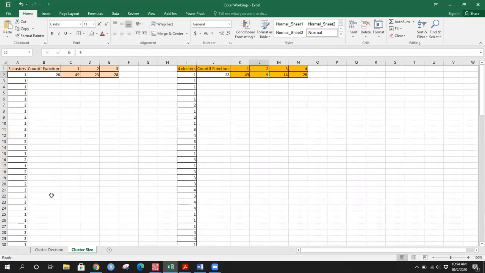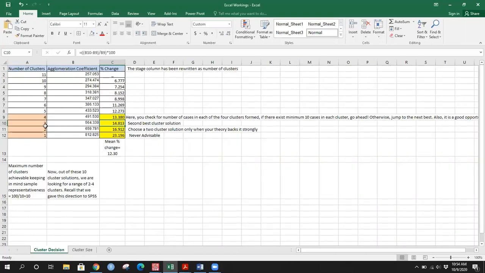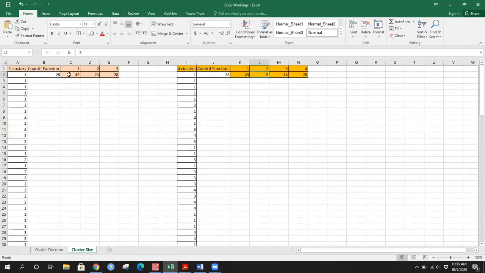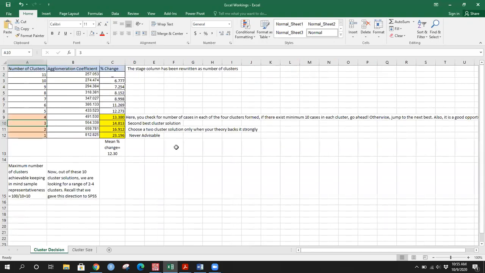Then I bring the cluster memberships of the 4 cluster solution, paste them over here and check the number of cases. I see that this might not be very good. So I again opt for the second best, the second best being a 3 cluster solution. See, I'm getting this 403 from here in the number of clusters column, which is the renamed column for stages. So I again perform the checks for my 3 cluster solution, and I see that this is fine.